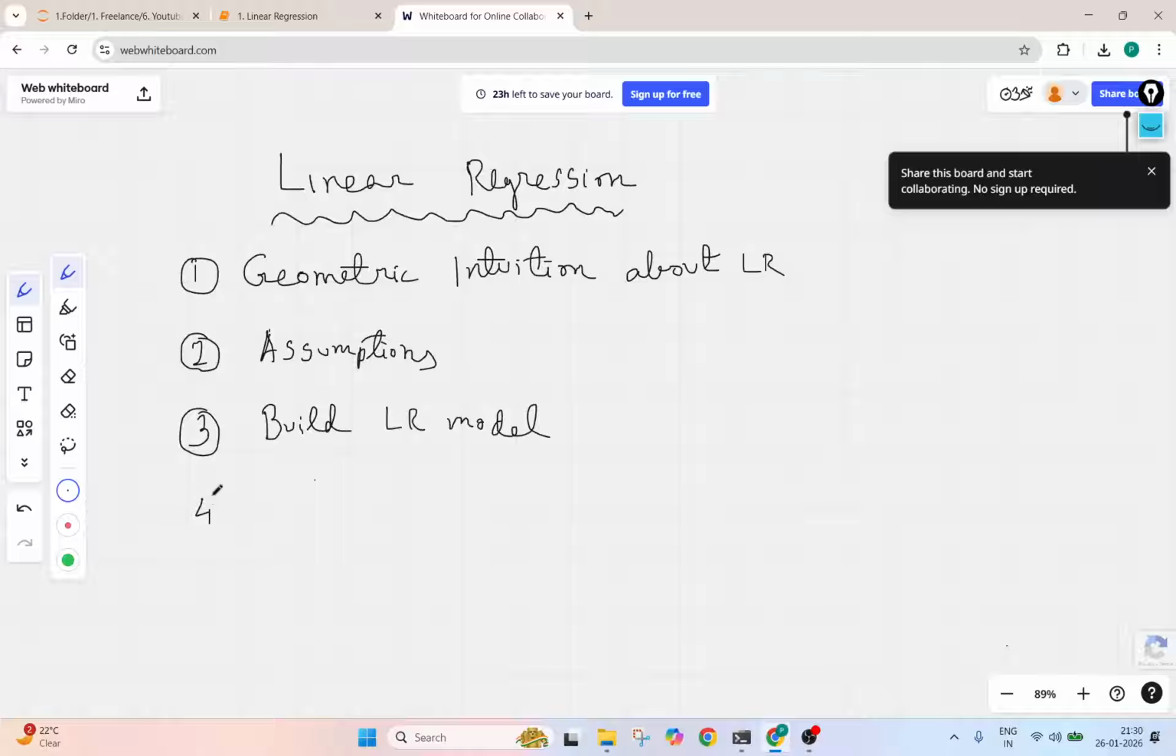After we have built our own linear regression model, we need to evaluate the performance of the model, right? For that, we'll be learning about the evaluation metrics and also evaluate the model that we have created. So we'll study about the evaluation metrics, which should be true for any regression model.